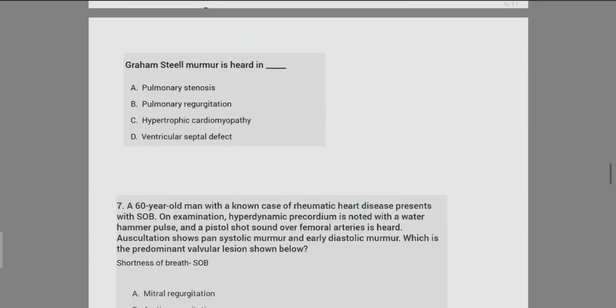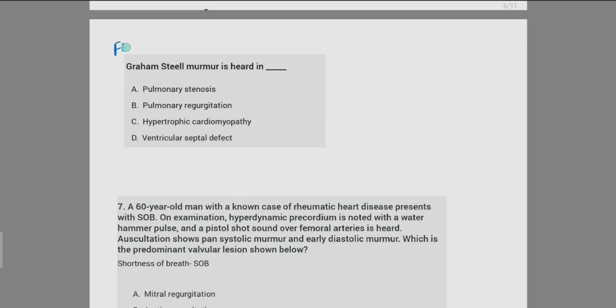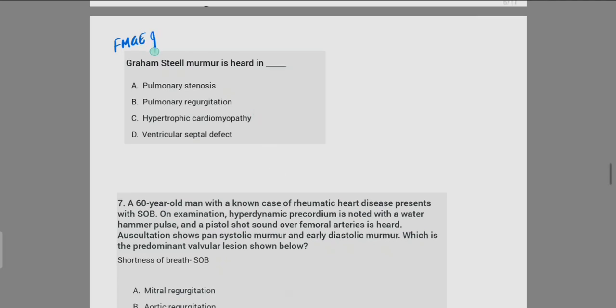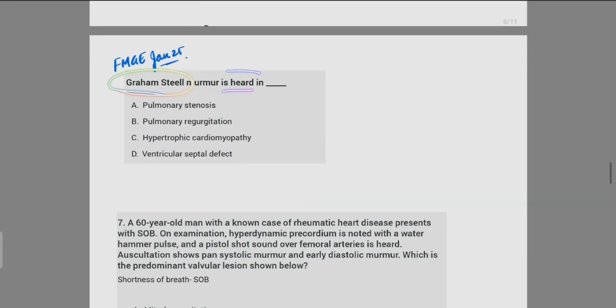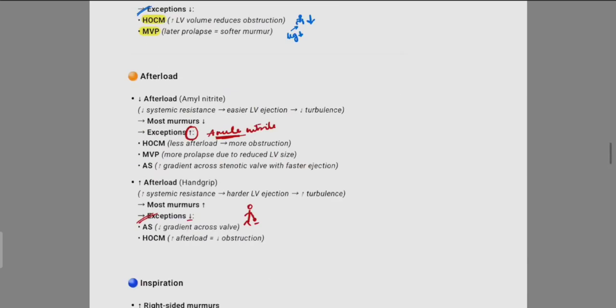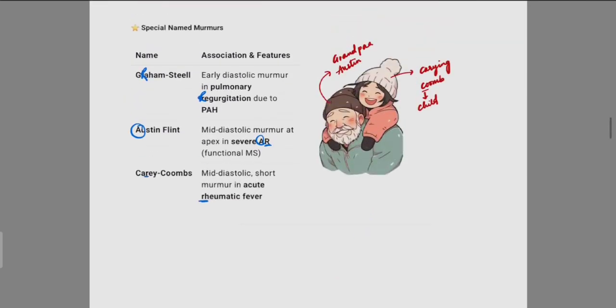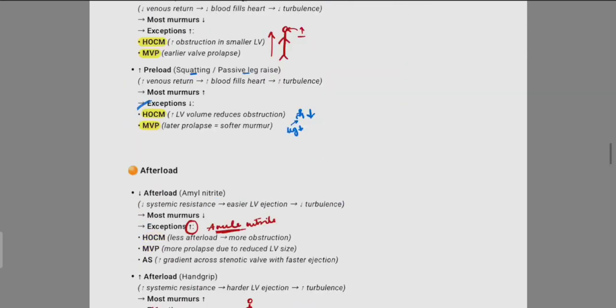Let's see the FMG PYQs that came in the recent FMG exam. These are your FMG Jan 2025. Let's see. We just saw where the Graham Steell murmur was heard. Remember, Grandpa, and to not get confused, I also said GR, look at the R, so that will be pulmonary regurgitation. So Graham Steell is pulmonary regurgitation, so that we don't get confused.